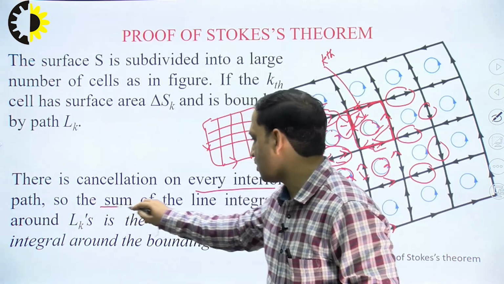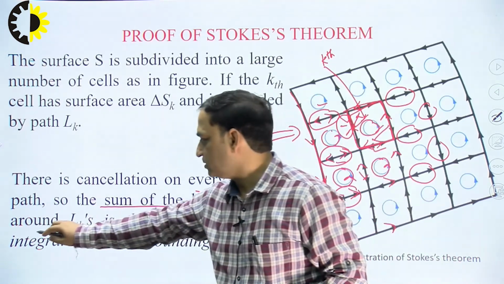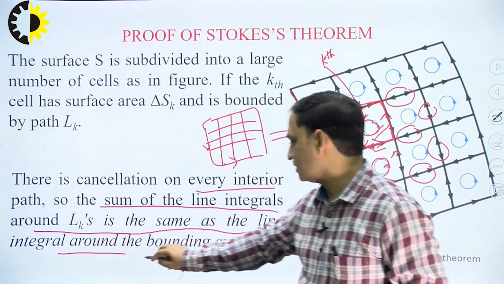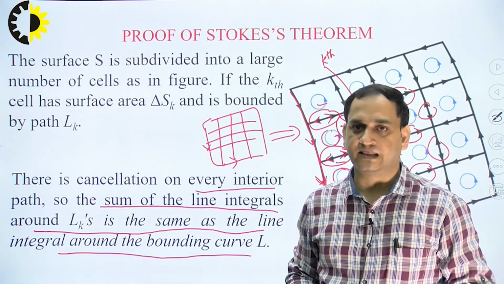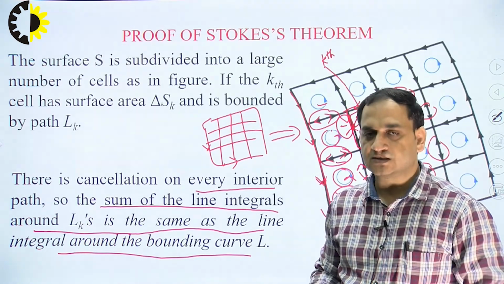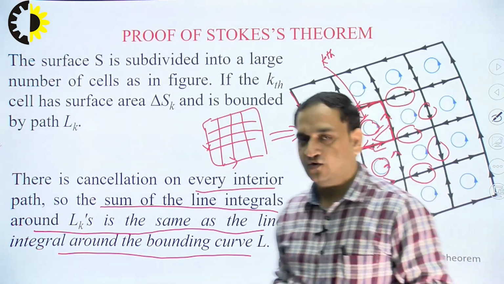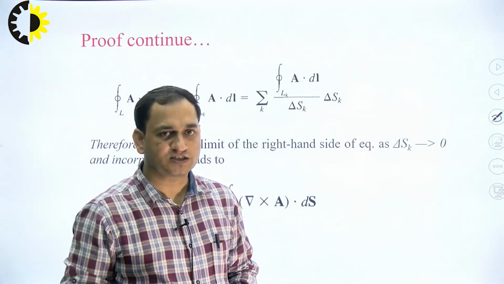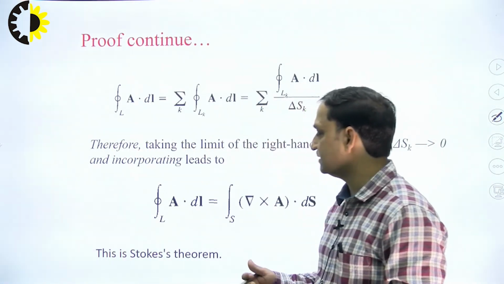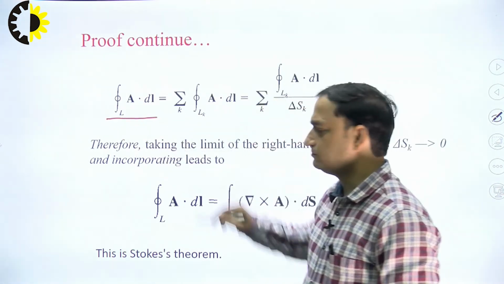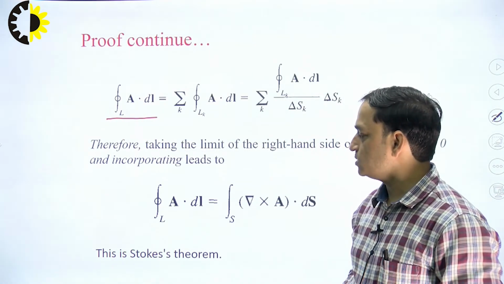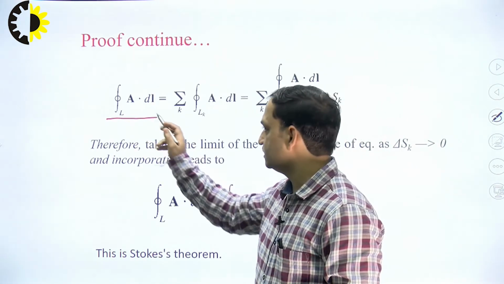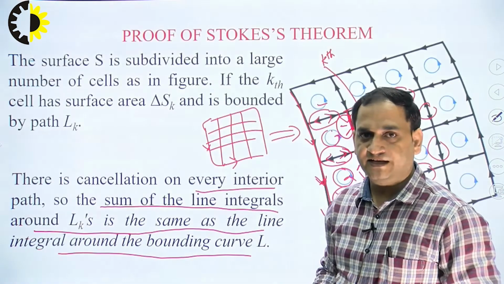So the sum of the line integrals around the small loops is the same as the line integral around the bounding curve L. Okay, so this is a simple explanation for this case when we talk about the proof of the Stokes theorem. In mathematical terms, we are just taking the left hand side of the Stokes theorem, where the circulation of the vector A around the closed path is equal to the integral of A dot dl, and we are simply adding all these paths.